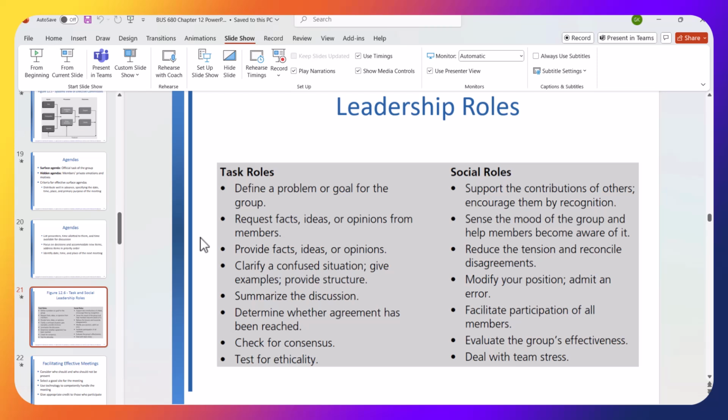Social roles. Support the contributions of others, and encourage them by recognition. Sense the mood of the group and help members become aware of it. Reduce the tension and reconcile differences. So when we look at this, we're really dealing with the people side. The task is dealing with the work side. This is dealing with the people side of who actually does the work, to make sure that you're addressing things with them so that they can continue to do the things they're supposed to do.